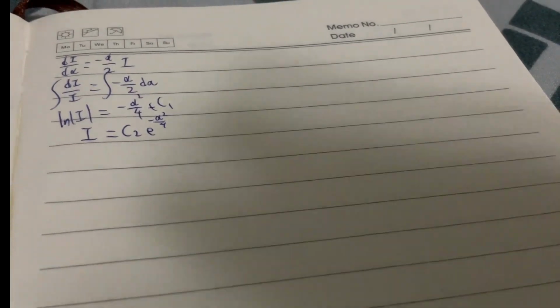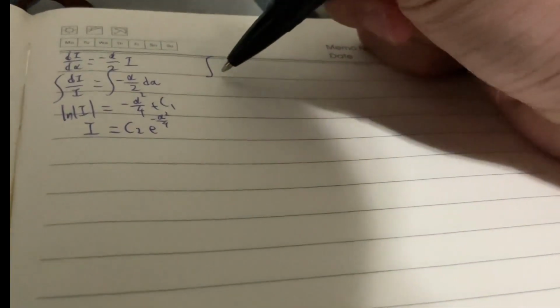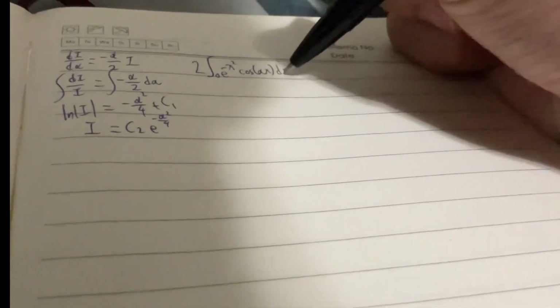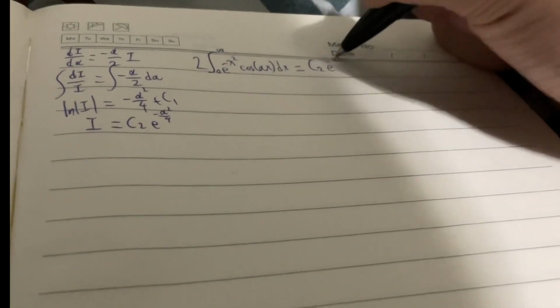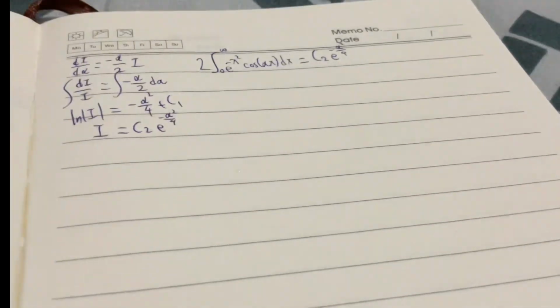So okay, the original I is just 2 times the integral of e power of negative x squared cosine of alpha x dx, which is just I of alpha. For negative infinity, it's just equal to c2 times e power of negative alpha square over 4.